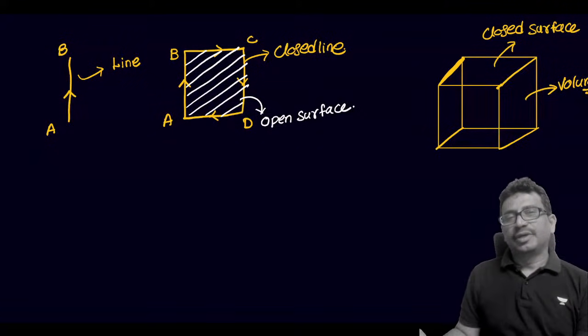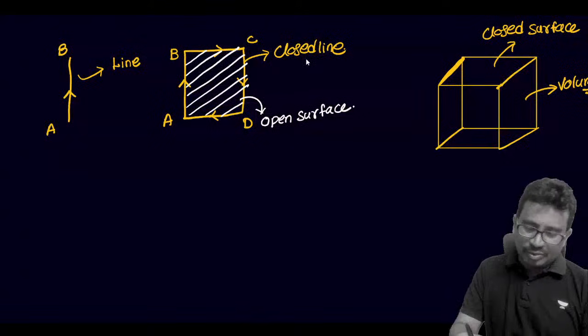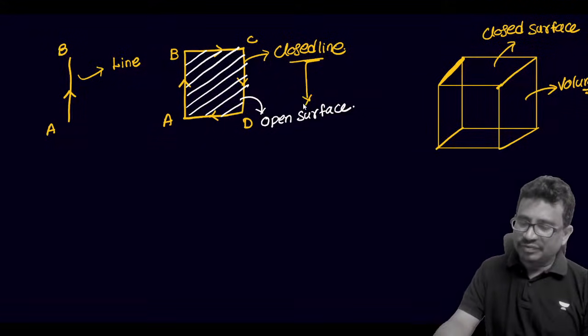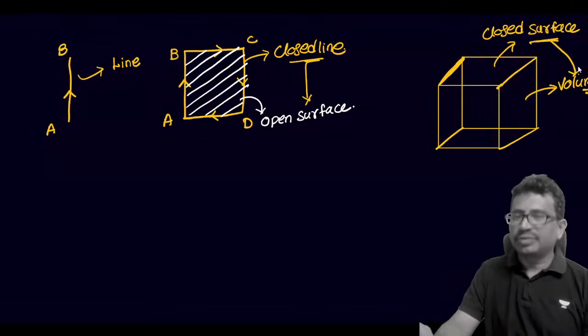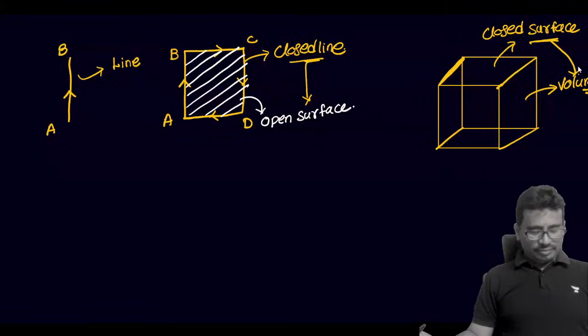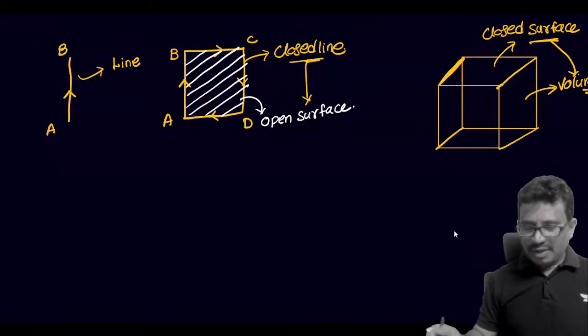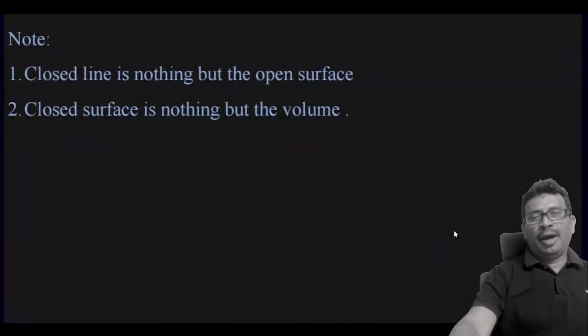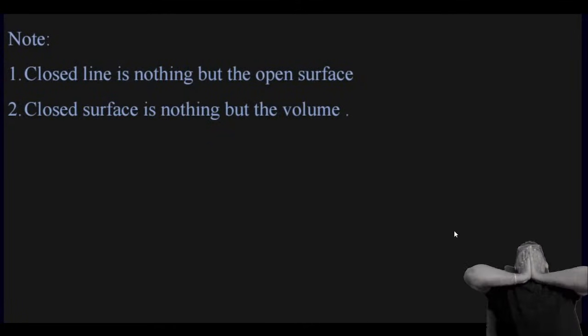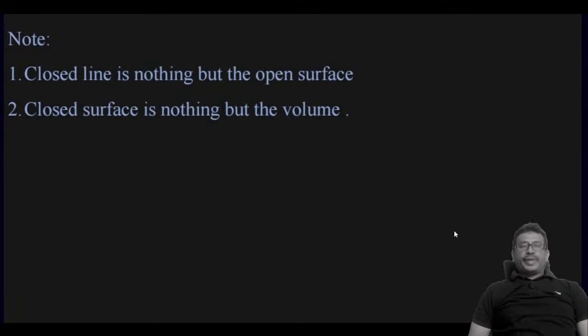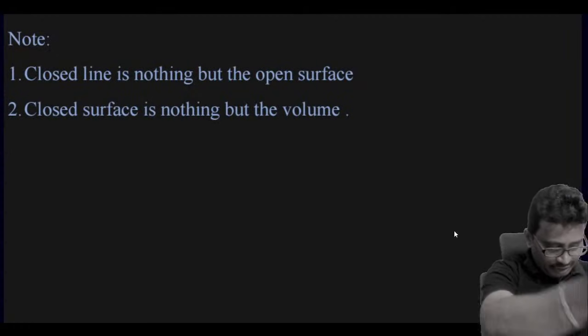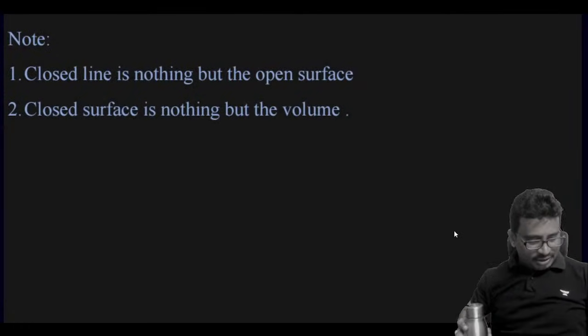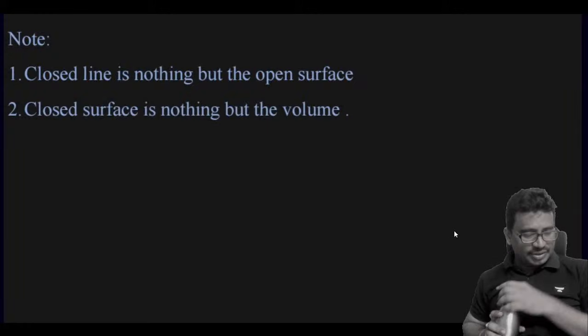Okay. Now you can understand. Closed line is nothing but an open surface. Closed surface is nothing but what? Volume. You can copy this. Closed line is nothing but what? Open surface. Closed surface is nothing but the volume. Okay. Yes, this is for EC also.